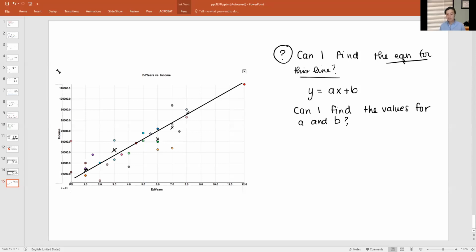Does everybody understand this? Can I see a show of hands for those of you who understand this? Okay, well, of course, if I'm asking this question, it's probably because the answer is yes. This line is called the line of best fit.